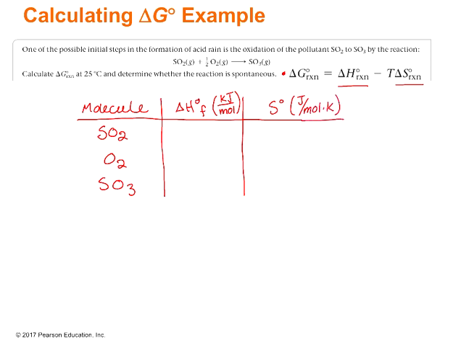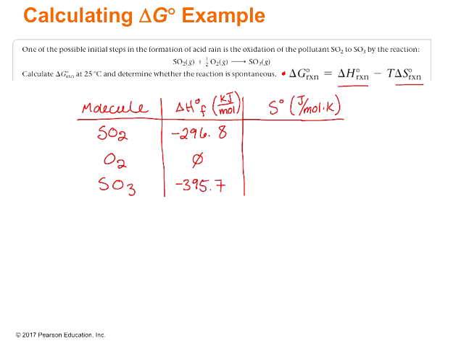Okay, so in the appendix of your textbook, we can find the values for each of these different molecules. The enthalpy of formation for SO2 is negative 296.8. The enthalpy of formation of oxygen is just 0 because it's a pure element. And then the enthalpy of formation of SO3 is negative 395.7.